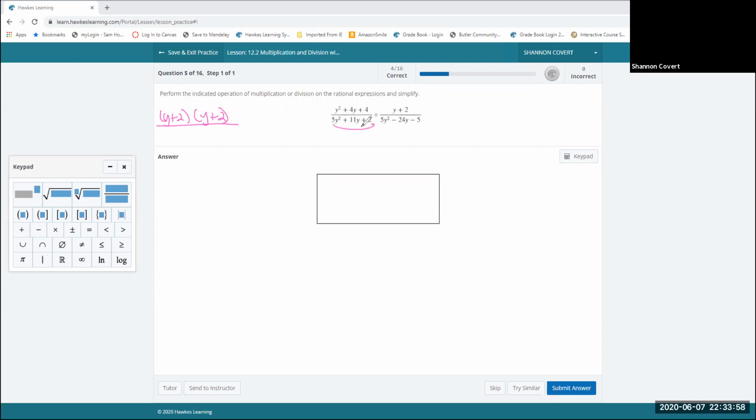This one, I'm looking for two factors of 10 that add to give me 11. So that's going to be 5y squared plus 10y plus y plus 2. Take out a 5y, gives me y plus 2. Factor out a 1, y plus 2. So now I have y plus 2 times 5y plus 1. I'll try to write it here.